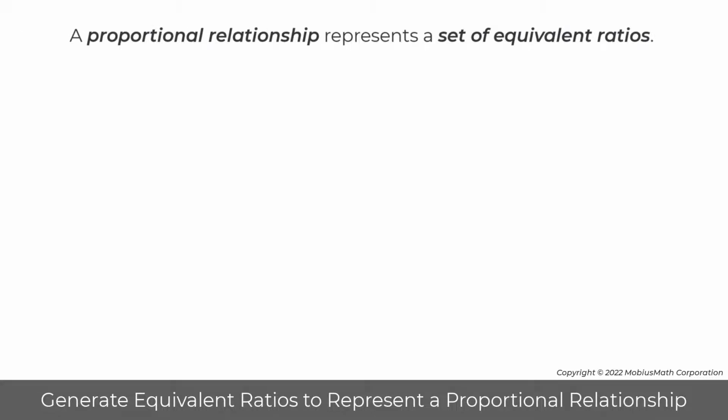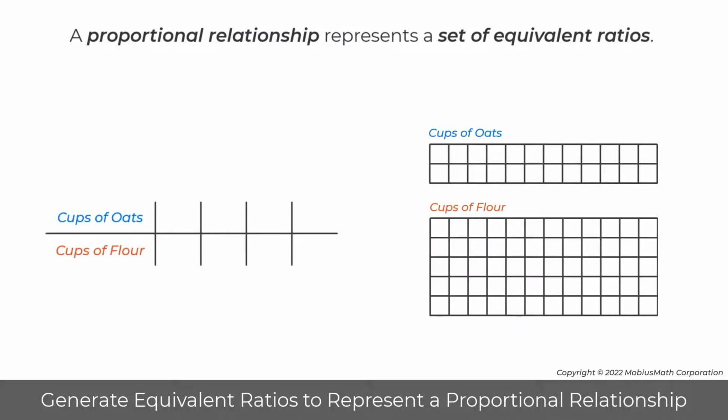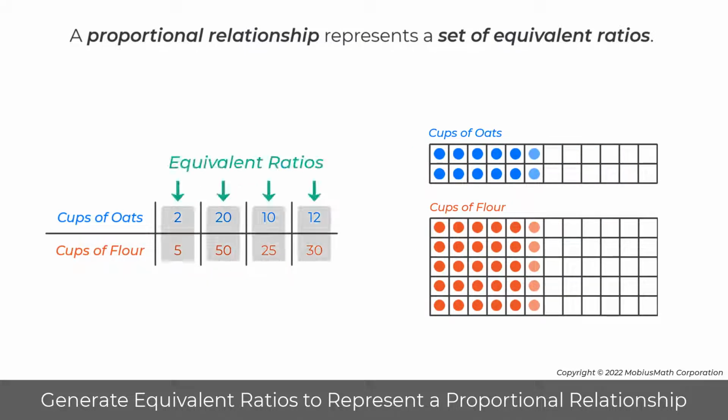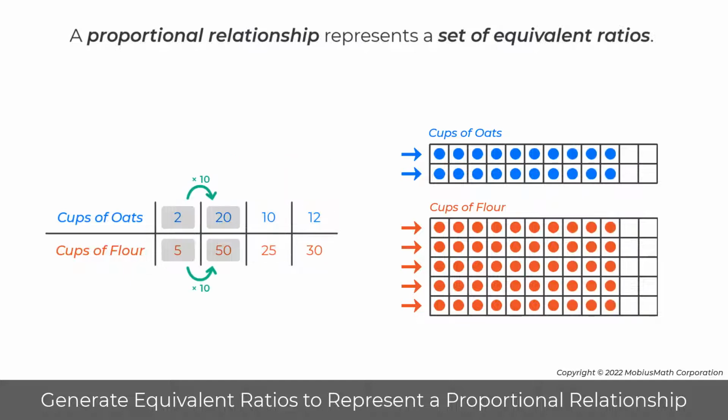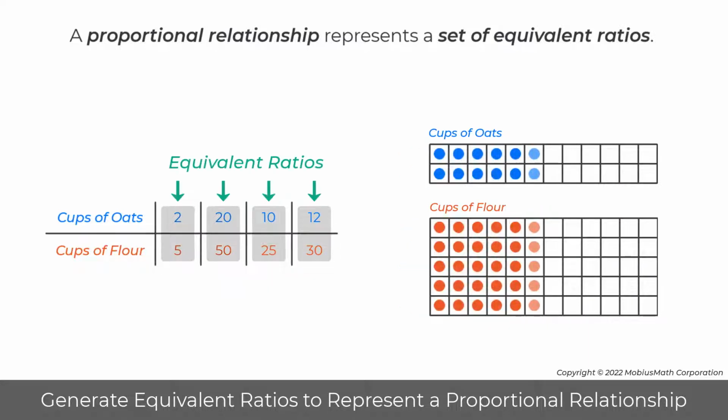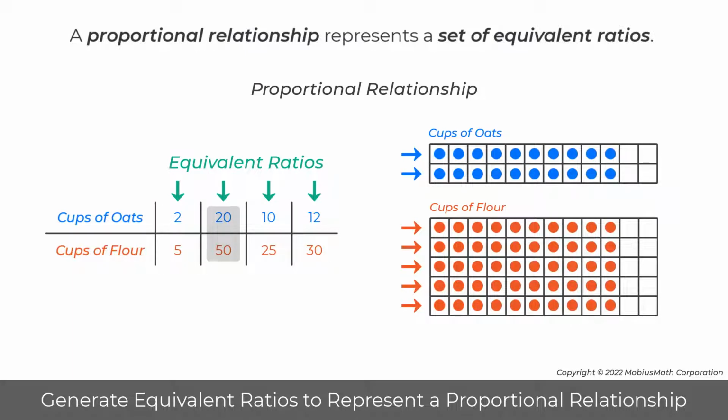A proportional relationship represents a set of equivalent ratios. In this first example, a proportional relationship is defined by a ratio of 2 cups of oats for every 5 cups of flour. Notice that ratio table strategies generate equivalent ratios of oats to flour by multiplying both quantities in a ratio by a multiplier and by combining like values in 2 different equivalent ratios. These equivalent ratios of cups of oats to cups of flour establish a proportional relationship.